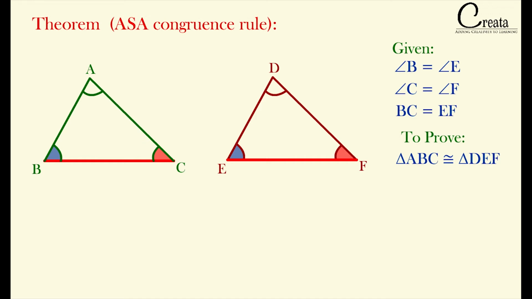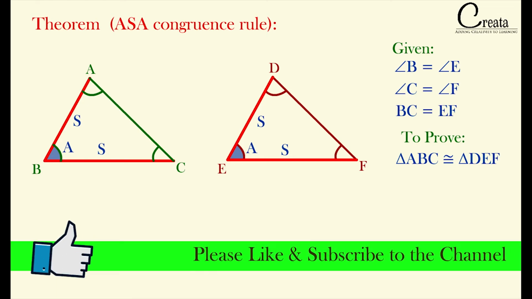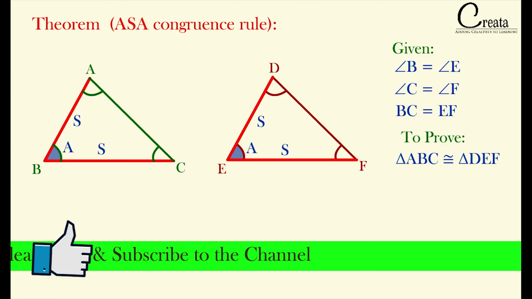We have done the axiom, that is SAS congruence rule. If we are somehow able to prove that AB is equal to DE, then through the SAS rule, we can say both the triangles are congruent to each other. So our focus here is to prove AB is equal to DE.